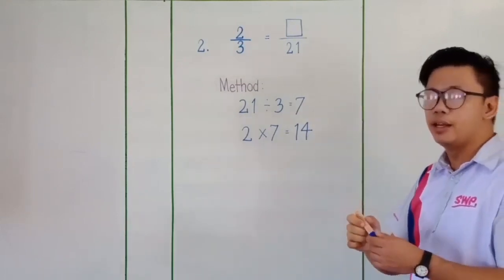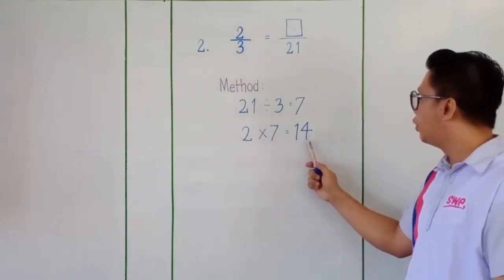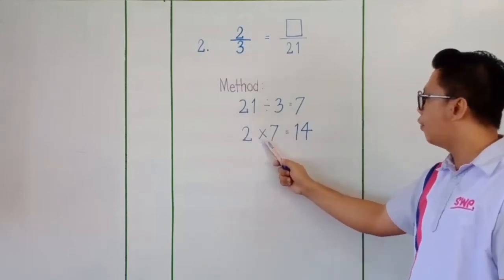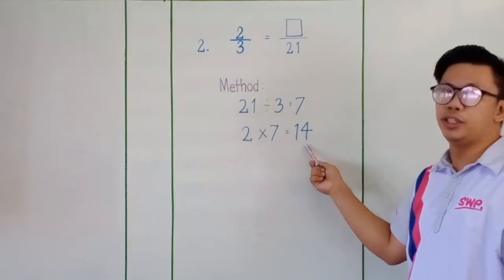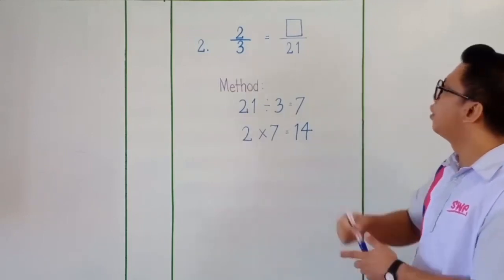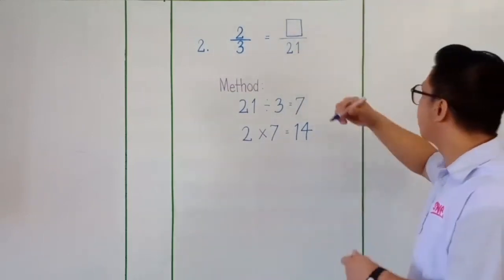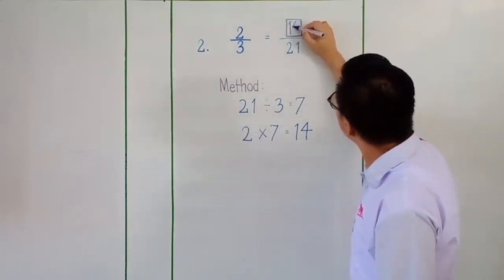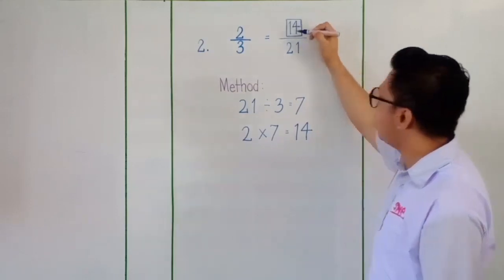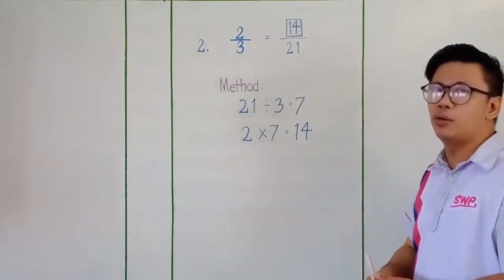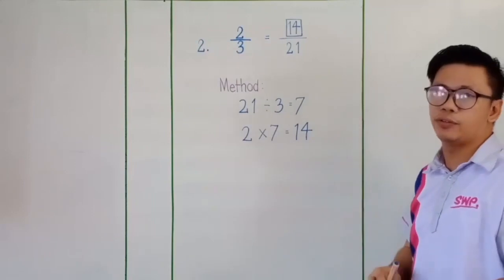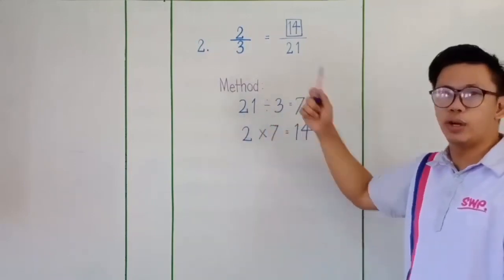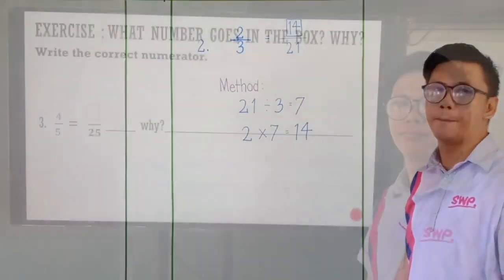Why 14? Because if we divide 14 by 7, the answer is 2. 2 times 7, the answer is 14. So our answer on the box is 14. So we will write 14. So that is our answer to have an equivalent fraction. Did you get the correct answer? Very good. Now let's go to exercise number 3.